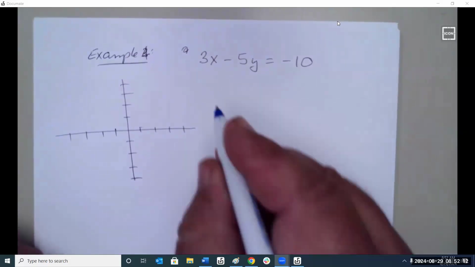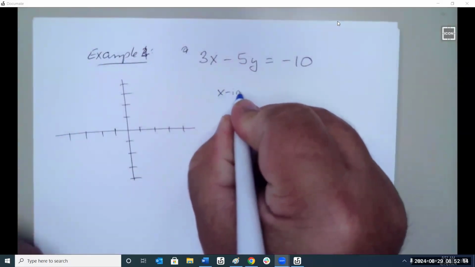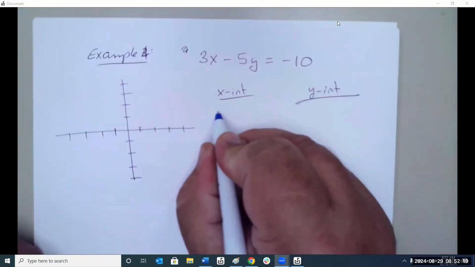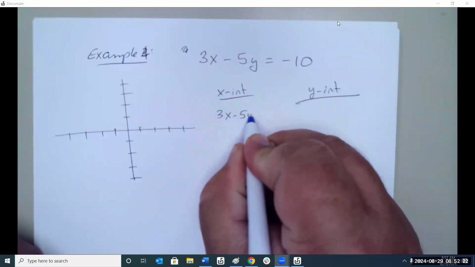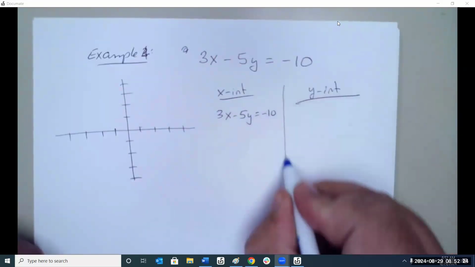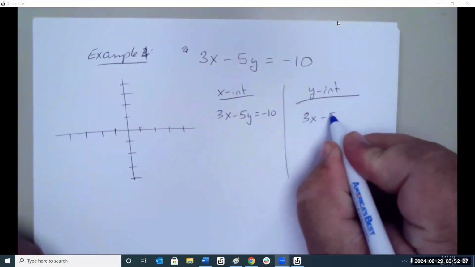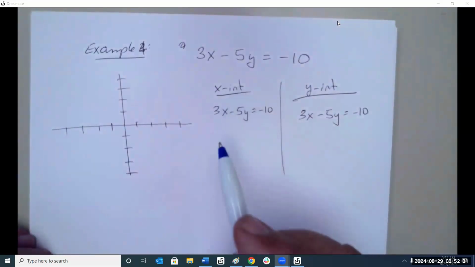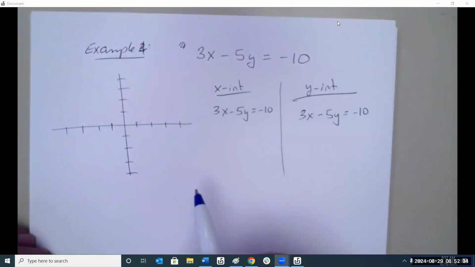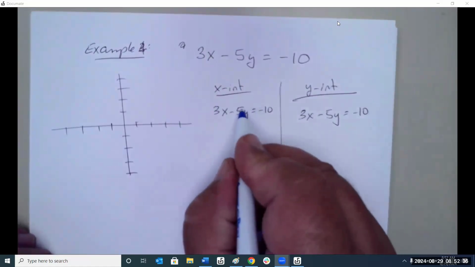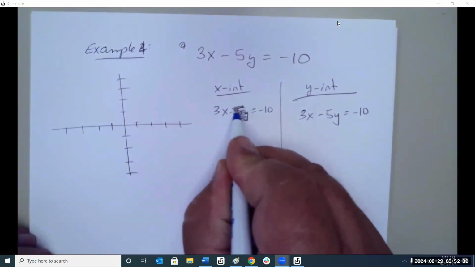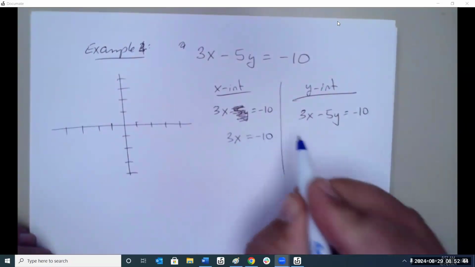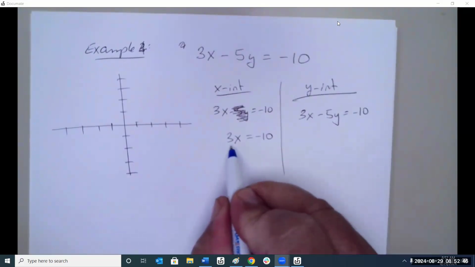All right, so let's look at the intercept method first. The x-intercept, y-intercept. Okay, for the x-intercept, what do I have to do? Make y equal to 0. So in other words, that's gone. That's y is 0. Then solving for x.